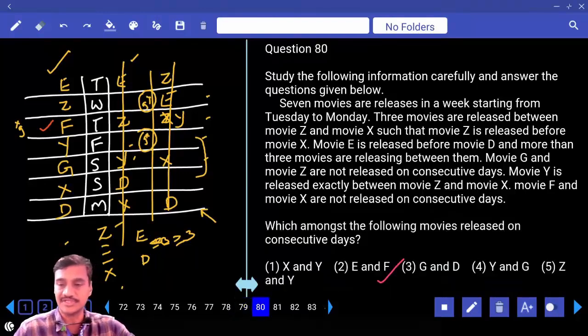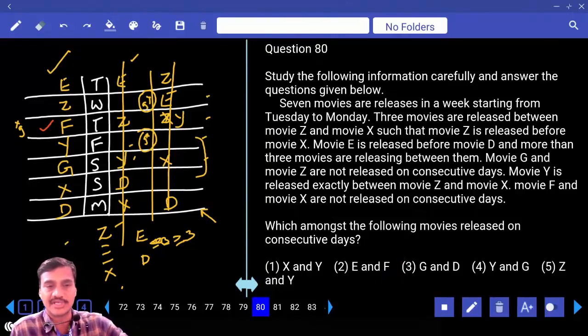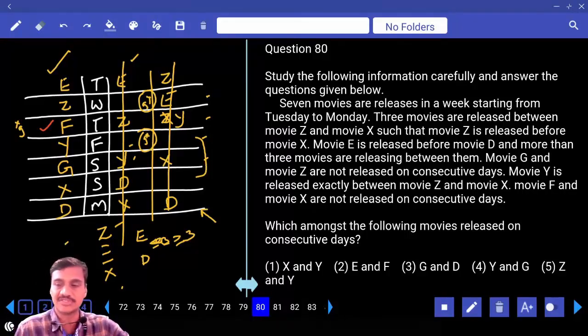Then coming to this 80. Which among the following movies released on consecutive days? X and Y consecutive is false. E and F consecutive is false. G and D consecutive is false. Y and G are consecutive. Choice 4, question number 80.